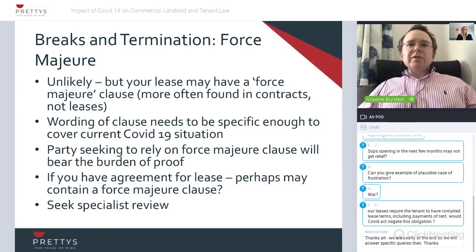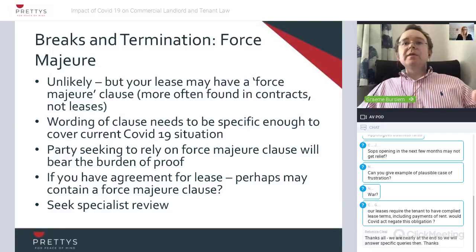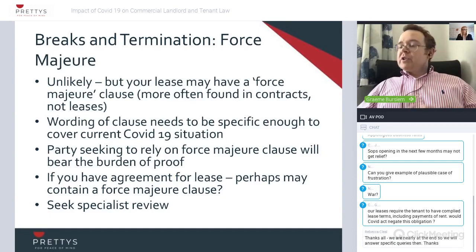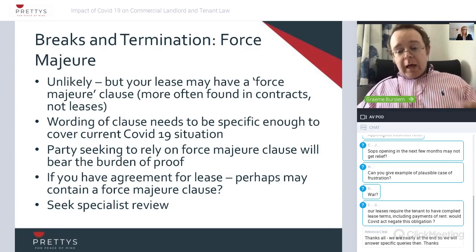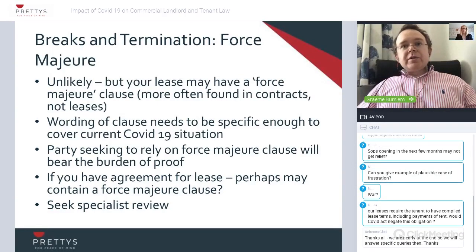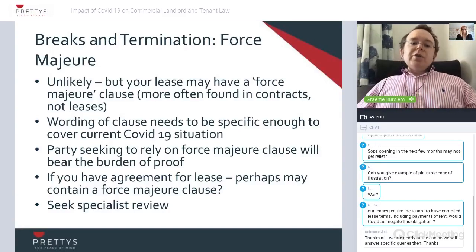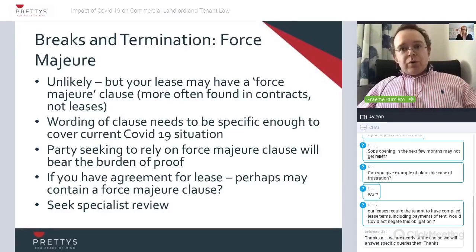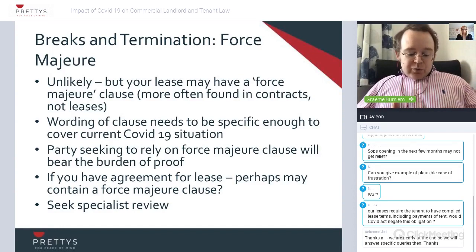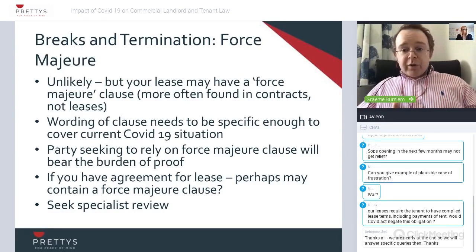but in the event that something happens which delays me doing this, I need to have some comfort and certainty that I'm not going to get hammered in the event that I can't meet that timetable due to something beyond my control. It's tempting to say due to something frustrating, but it's not quite the same thing. So occasionally if you see a force majeure clause, that's where it can come to light. But in order to rely on it, the wording in the clause needs to be specific.